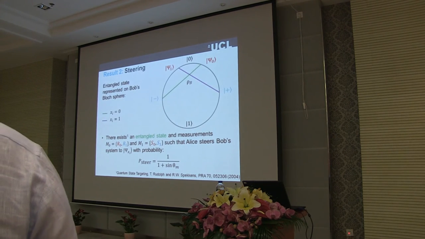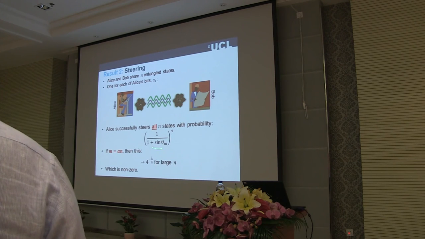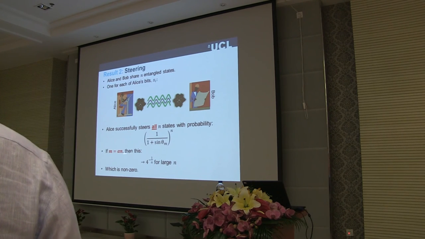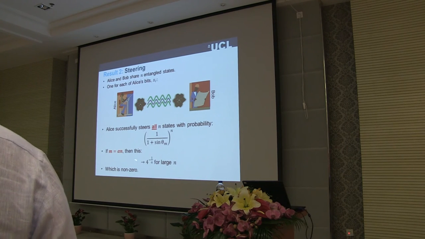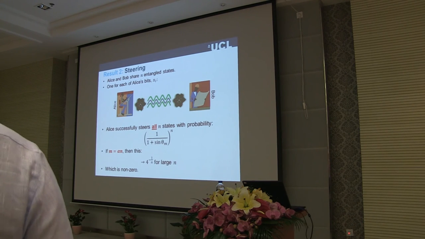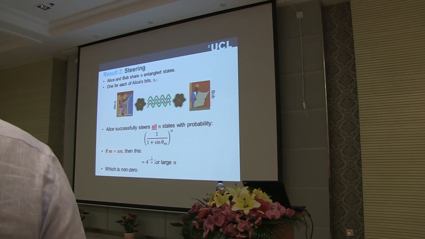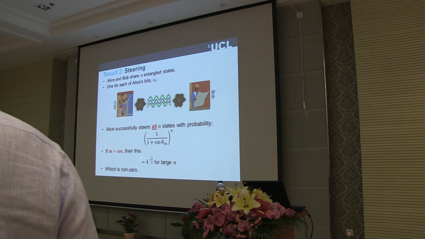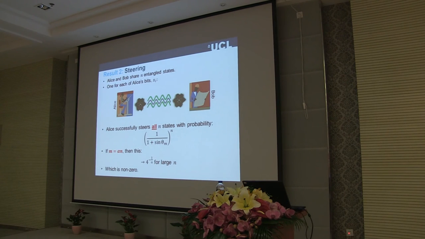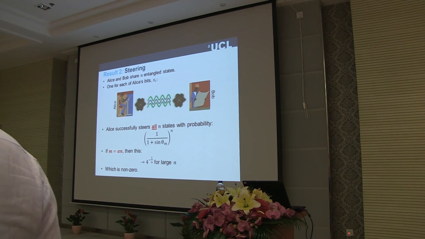Now, what Alice wants to do is steer all these n states. So the probability becomes 1 over 1 plus sine theta by m, to the n. Now if you set m equal to alpha times n for a constant alpha, then this goes to 4 to the minus 1 over alpha. This is some constant probability. So for large n, or n tending to infinity, we have ensured that with constant probability, you can steer all of them to the right state. And of course, once you have some constant probability, you can boost it up simply by repeating this game several times.